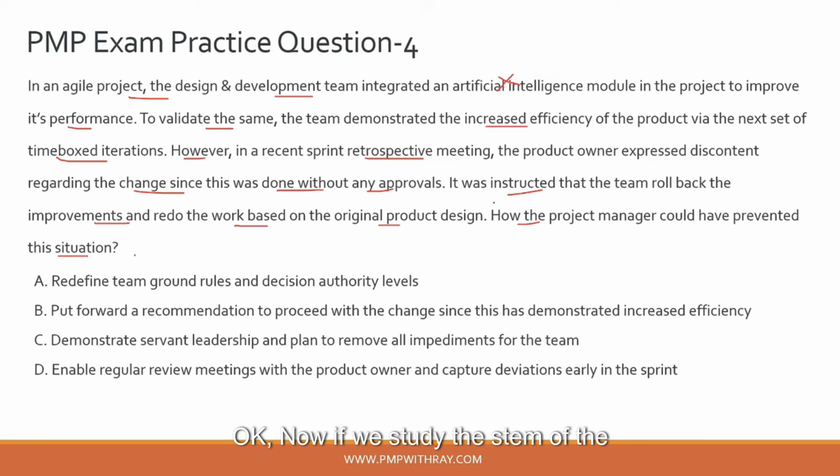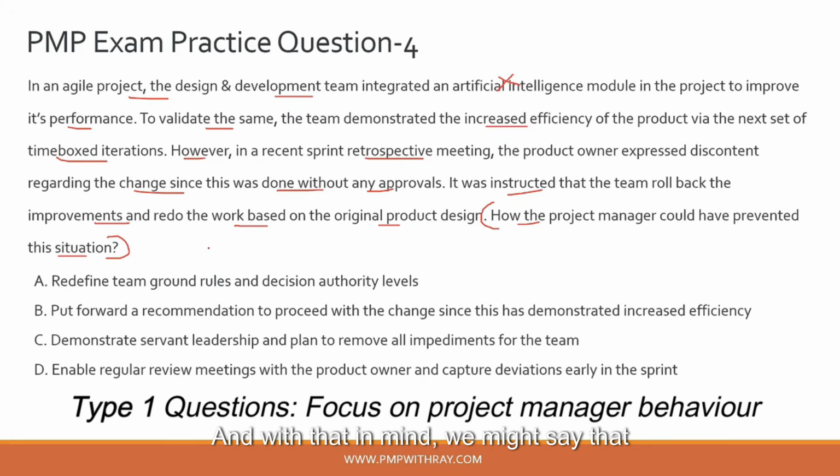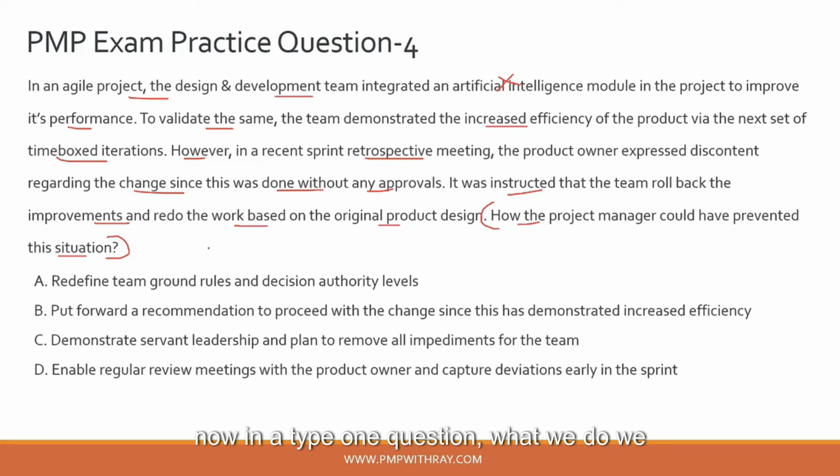Okay, now if we study the stem of the question, it hints at a behavior which the project manager needed to exhibit, and with that in mind, we might say that this is a type 1 question. Okay, now in a type 1 question, we use the ideal project manager behavior framework coupled with the positive bias principle. Now with that in mind, let's start evaluating the options one by one.